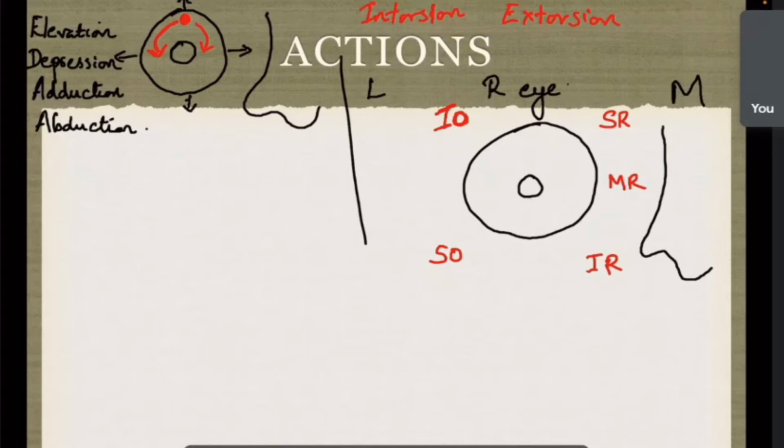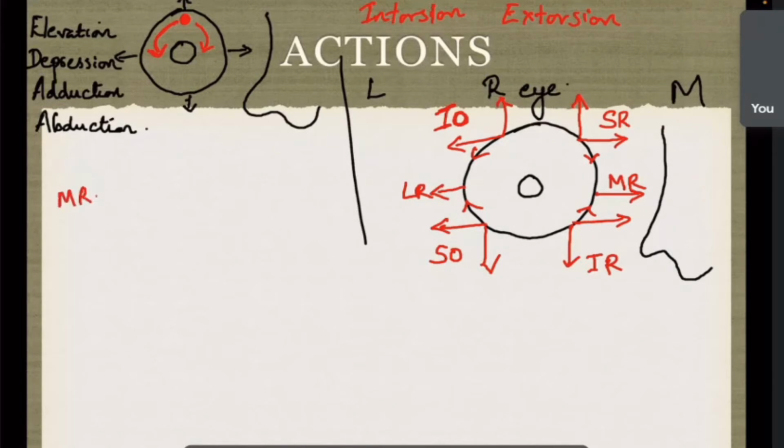Now we look at the actions. The superior rectus is going to have 3 actions. This is the action of medial rectus. The inferior rectus will have 3 actions. The superior oblique will have 3 actions. You have to draw the arrows like this. And there is one lateral rectus here. Medial rectus and lateral rectus have only one action each. What is the action of medial rectus? Adduction. So medial rectus is only for adduction. Lateral rectus is only for abduction.